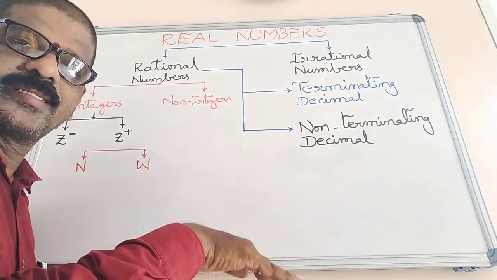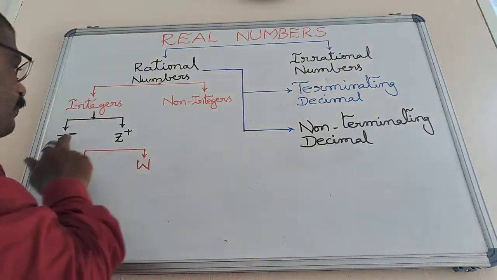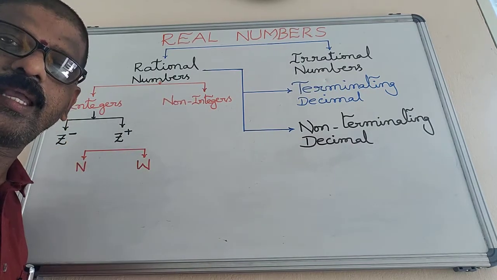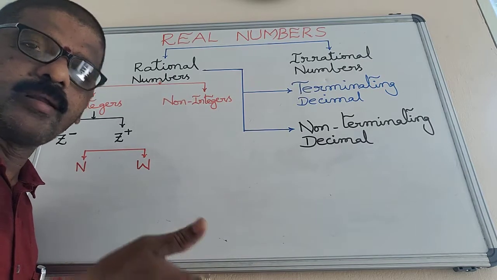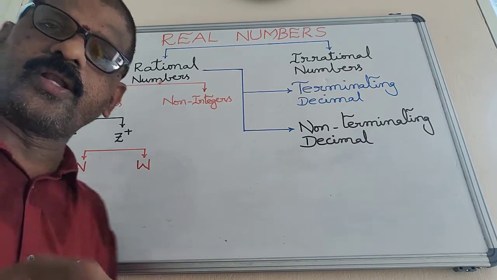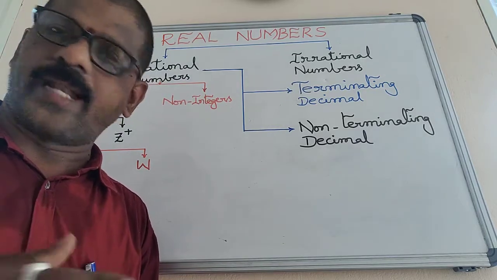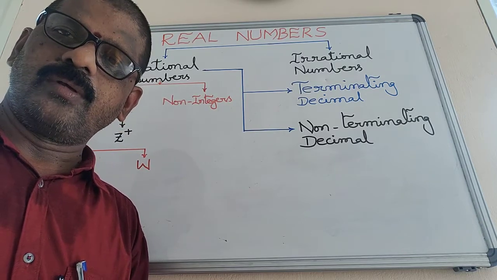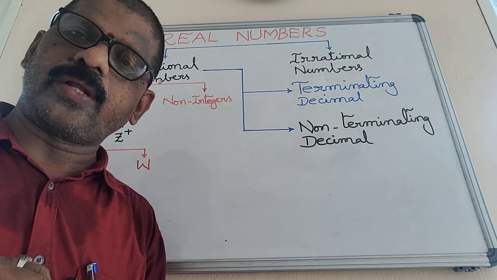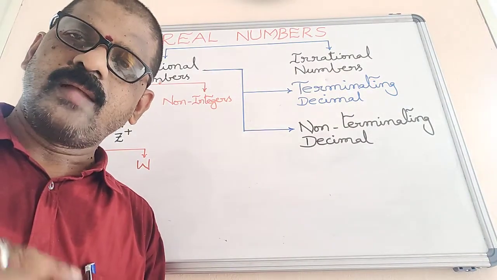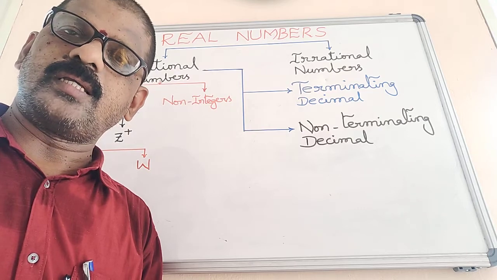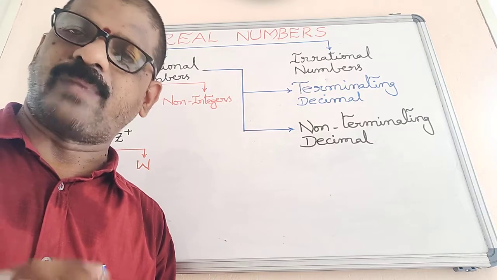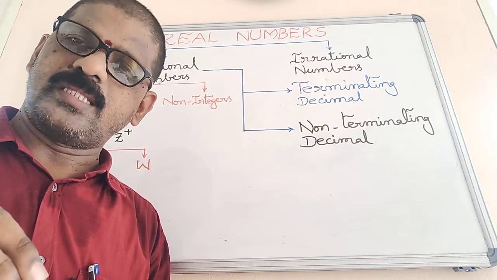So what are integers? Integers consist of positive and negative. Integers are denoted by Z or I. The set of integers is denoted by Z. Integers consist of positive and negative. The positive integers are denoted by Z plus. The negative integers are denoted by Z minus.